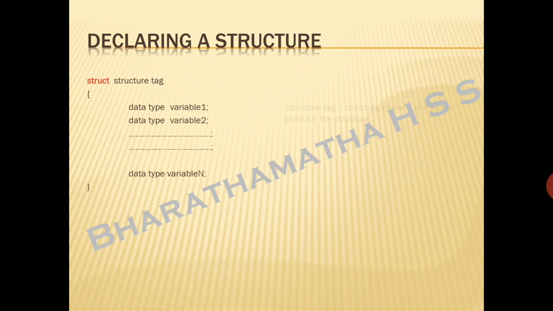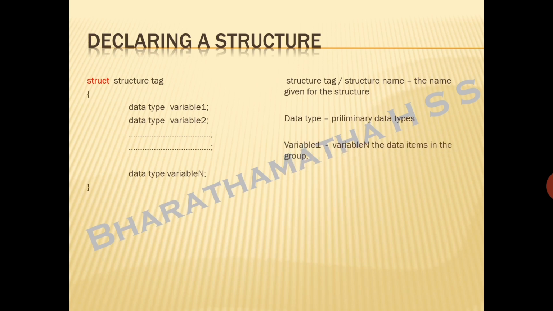Is it clear? Here, structure tag or structure name refers to the name given for the structure. Data type refers to the various basic data types that you have learned. Maybe integer, float, character, even your modifiers can be included here. Then the variables, or rather the elements, over here. The variables are also known as the elements of the structure.